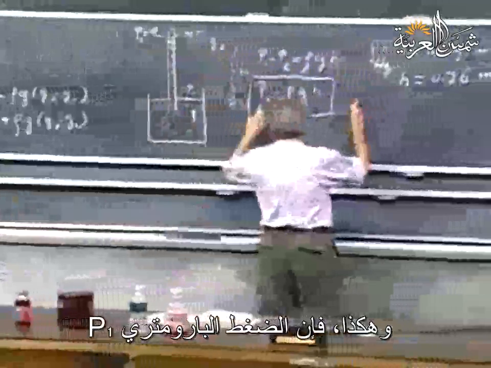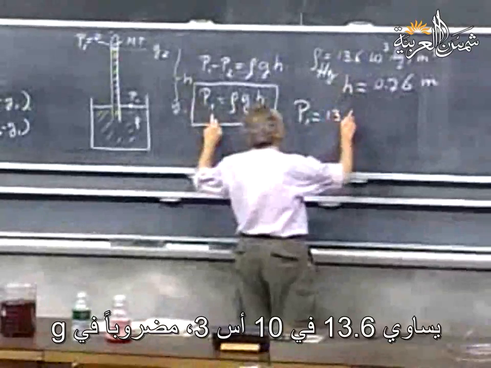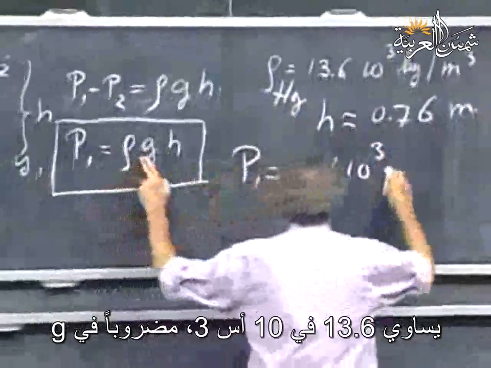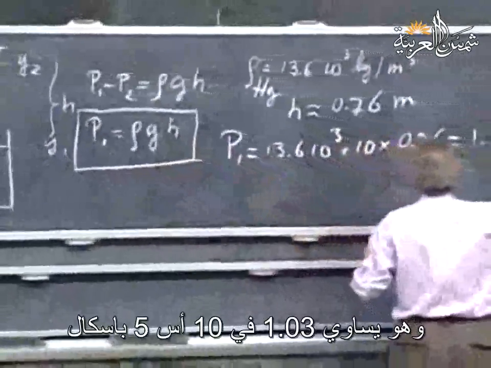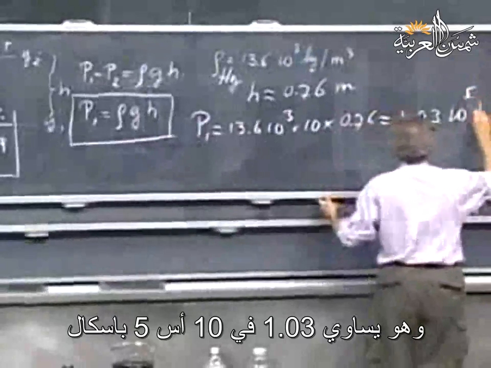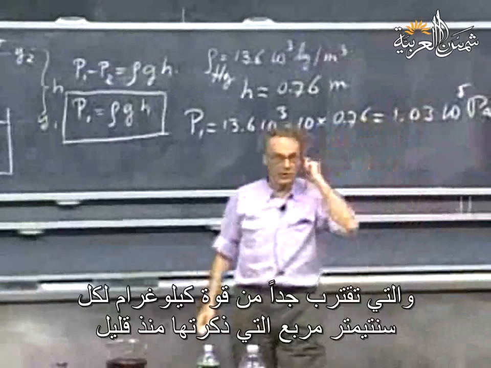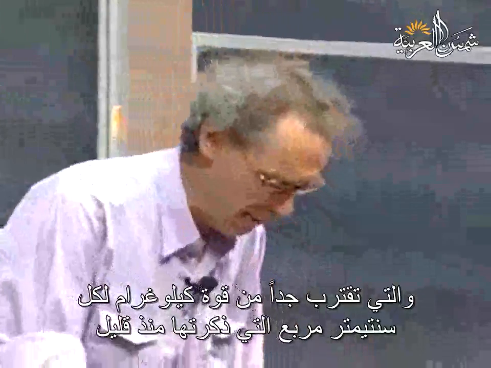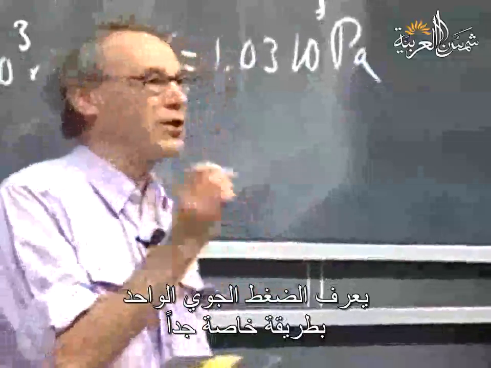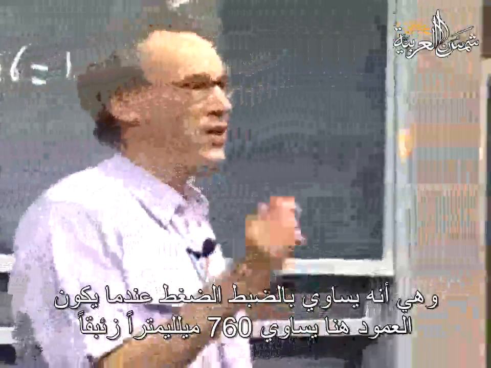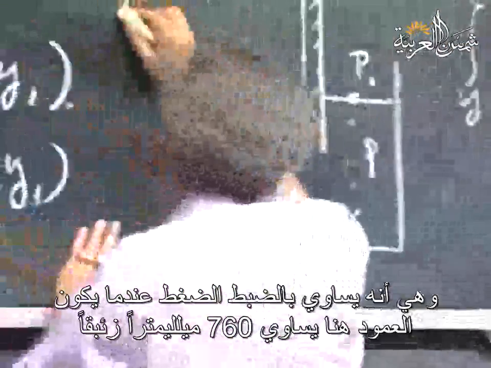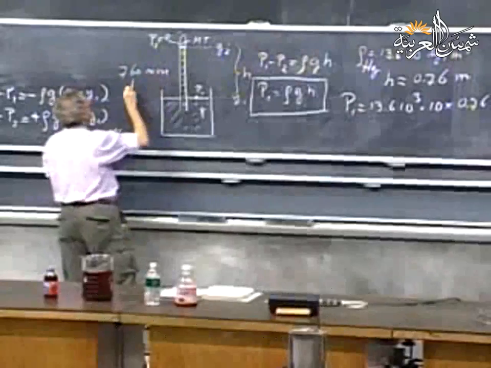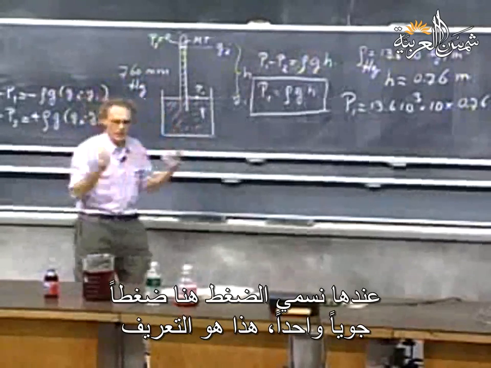If it's up, the barometric pressure is higher than when it's down. And so the barometric pressure P1 is then 13.6 times 10 to the third times G, for which I will take 10, and the height is 0.76, and that is 1.03 times 10 to the fifth Pascal, which comes very close to the 1 kilogram force per square centimeter that I mentioned to you earlier. 1 atmosphere pressure is defined in a very special way, in a very precise way, namely that it is exactly the pressure when the column here is 760 millimeters of mercury. Then we call the pressure here, that's the definition, 1 atmosphere.